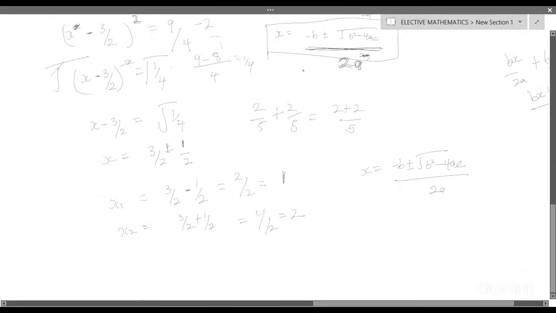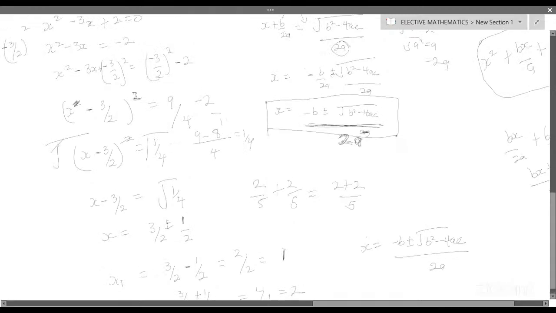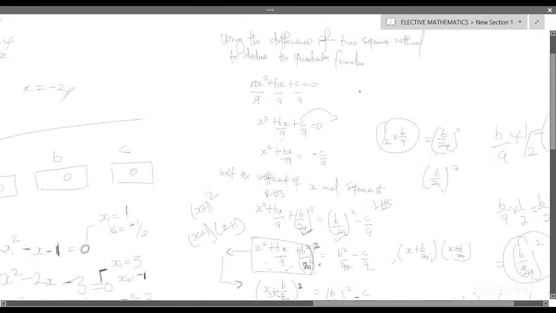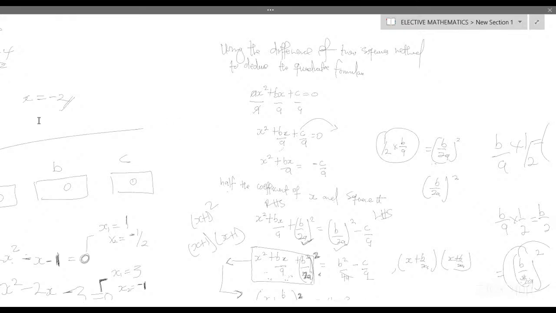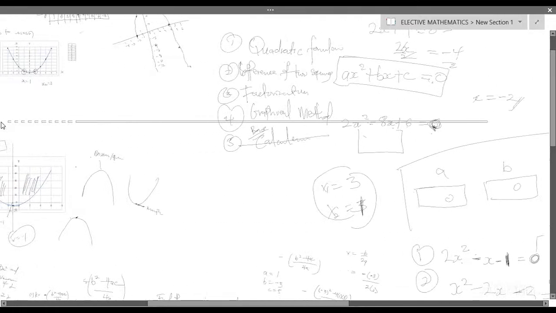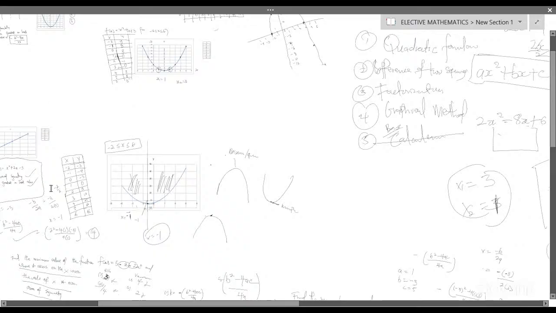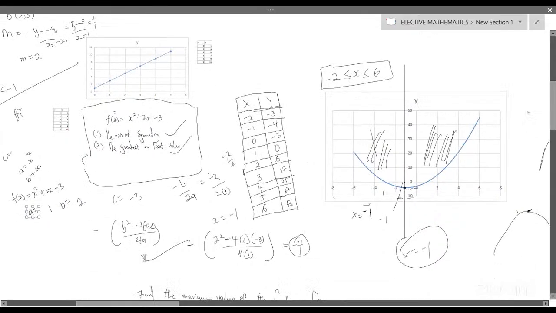Ella, your hand is up. That is not what I'm trying to say. The expression in my notes is x plus b over 2a equals root of b squared minus 4ac. That expression is not for solving for x. That one is to find the minimum or maximum value. So there are two different things, take notice.